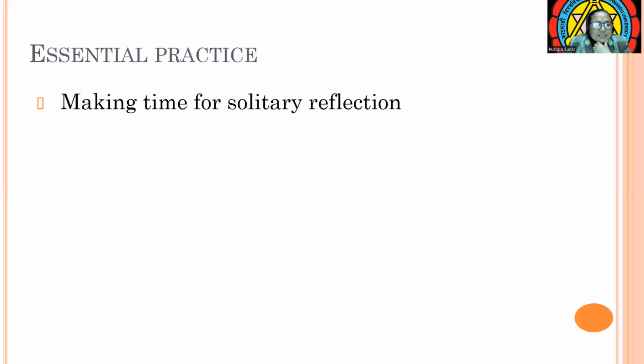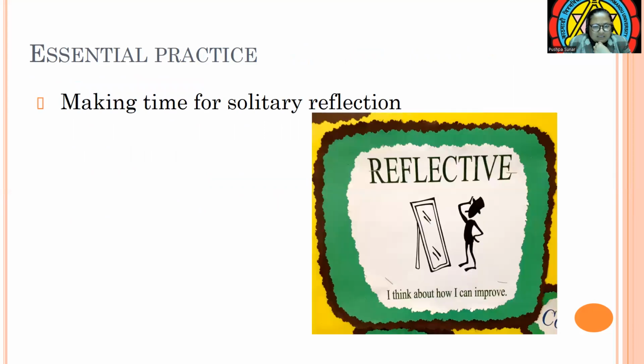So what are the essential practices again? Making time for solitary reflection. As a teacher, when do I have to reflect? Me as a teacher, I think I should reflect at the end of the day. If anything goes wrong, I'll note it down immediately. Otherwise, once a week, we need to reflect on everything that goes on in the class so that we can improve our own practice. For example, there might be a certain incident that needs some problem solving. We need to solve that particular problem. So what do we do? We note it down.